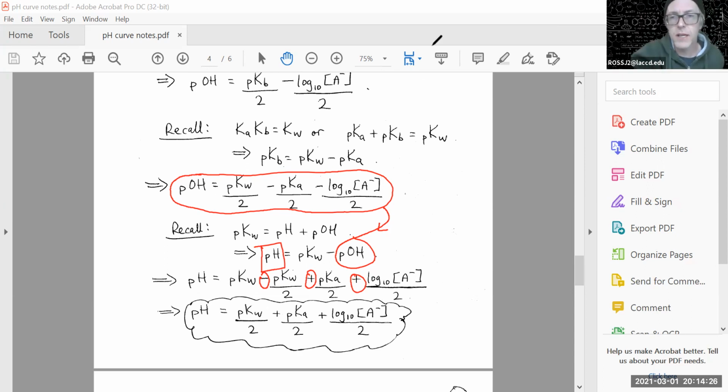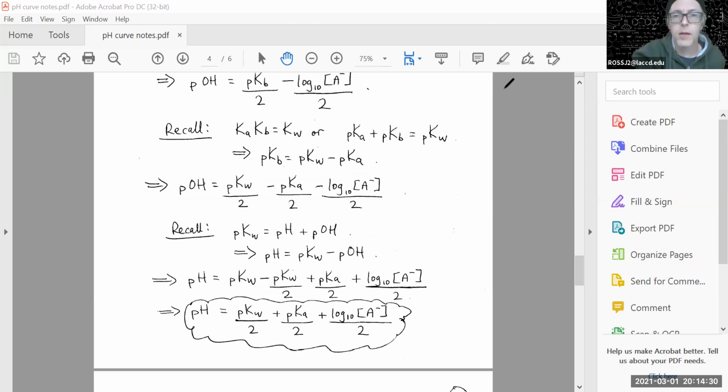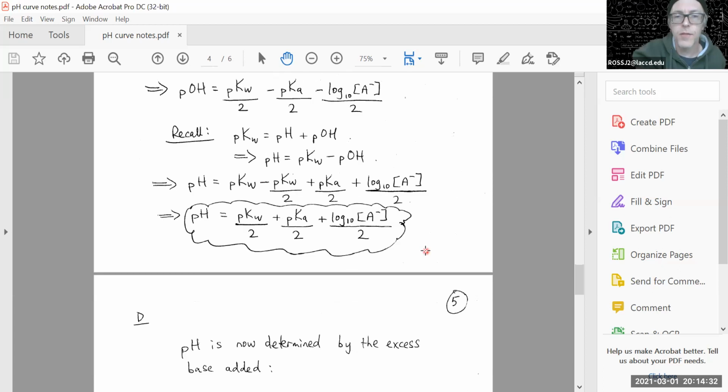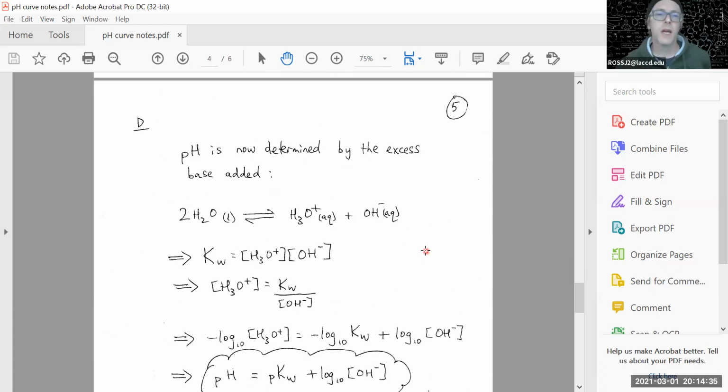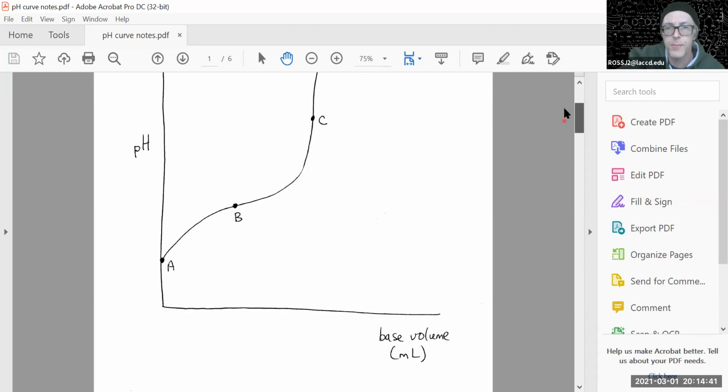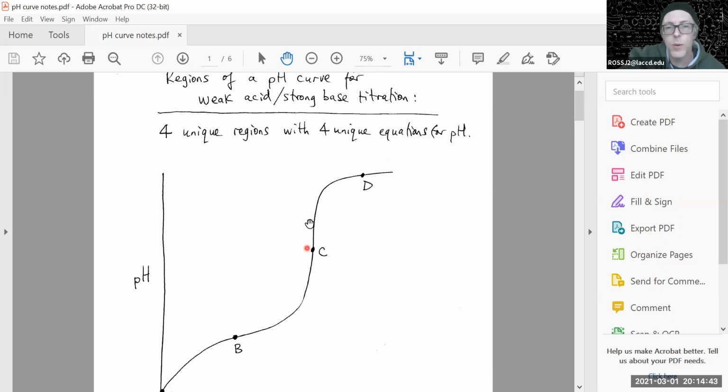And then finally, our final expression. So pH is now determined by the excess base. Remember where we are in our titration curve. So we're done with the equivalence point now. We just add an excess base, so we can make sure we know exactly where the equivalence point was by going past the equivalence point.